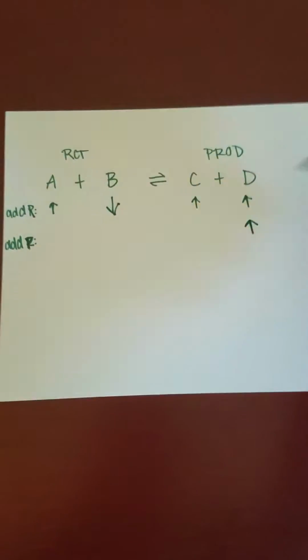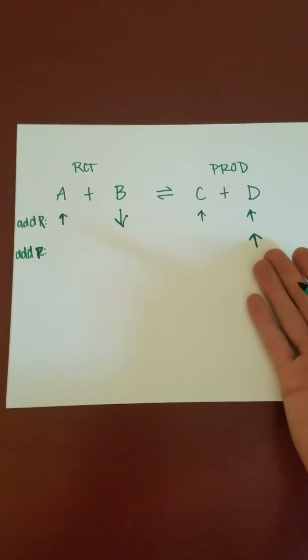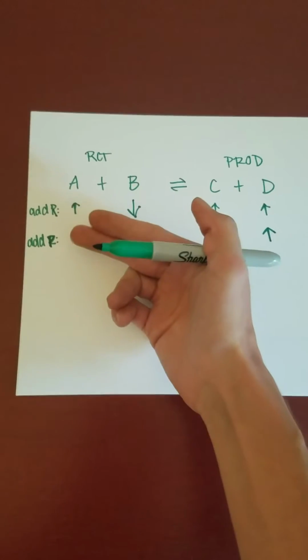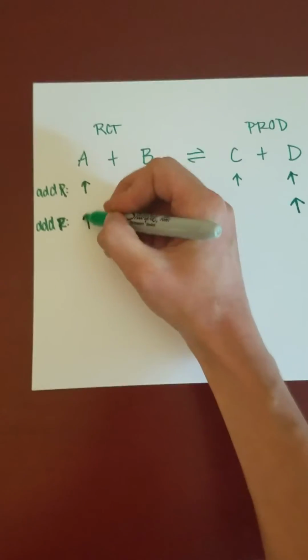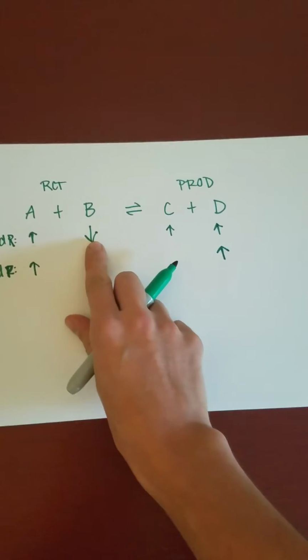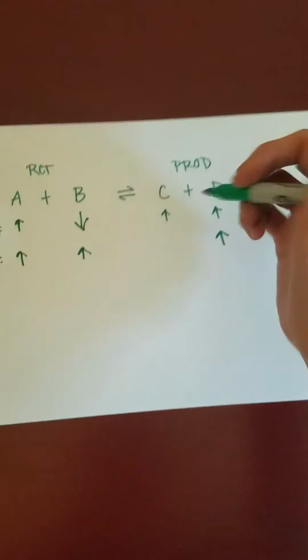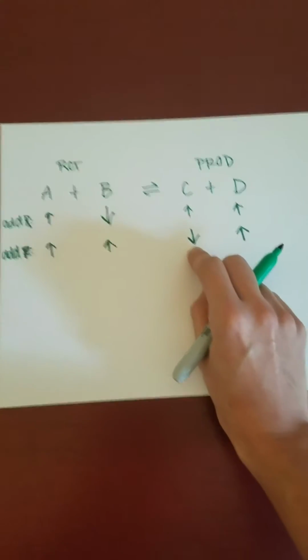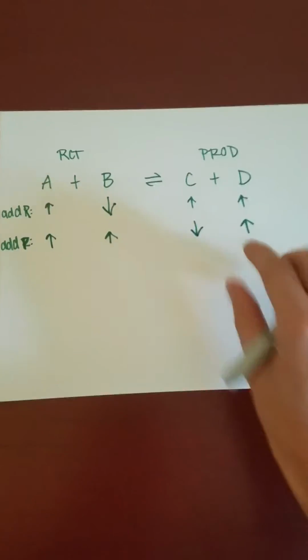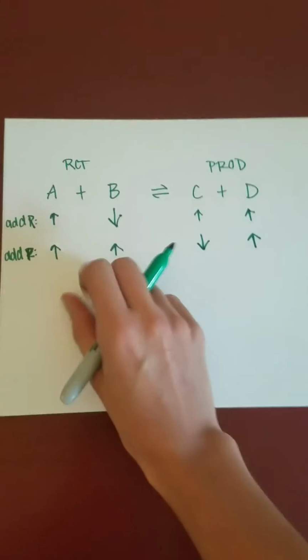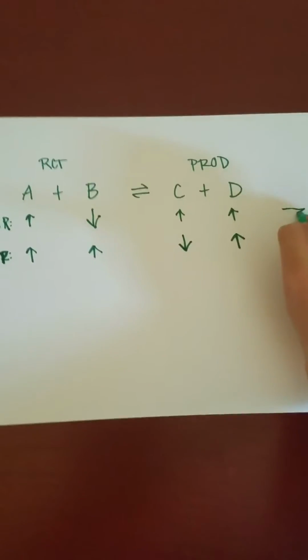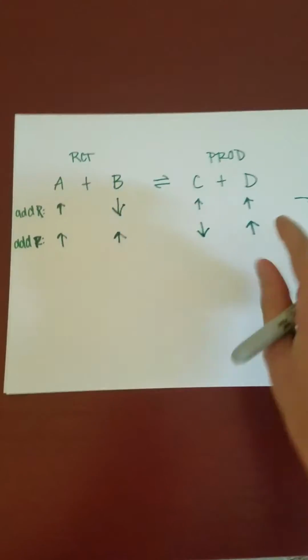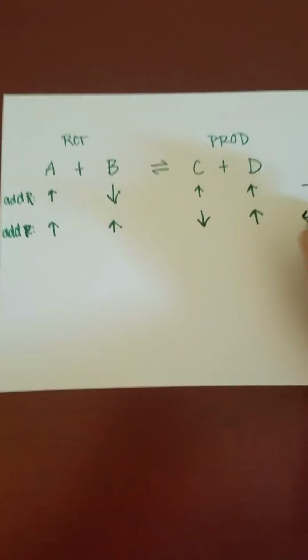Say we add more of a product. So I'm going to increase D. Well, I already showed you if we add a product, our equilibrium shifts to the left. So these go up. Just like B went down here when we added more A, C has to go down too, because now there's more D to react with C, so its initial amount is going to go down. So to sum it up, we add a reactant, we shift to the right. We add a product, we shift to the left.